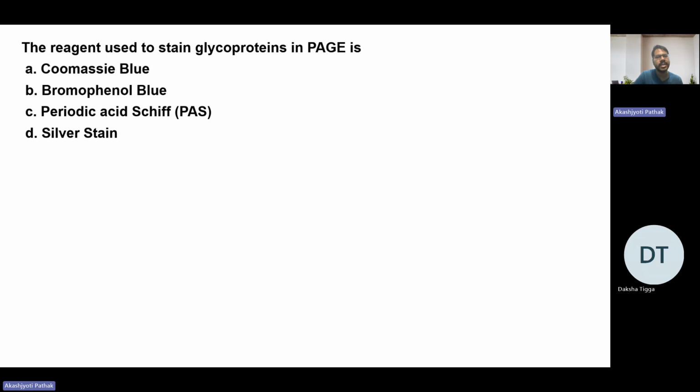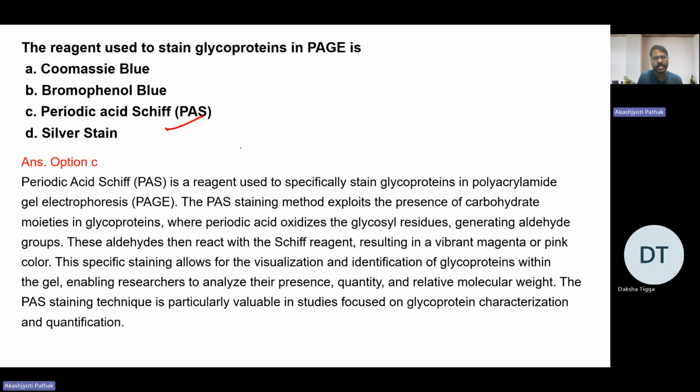So the reagent used to stain glycoprotein is what? It is periodic acid Schiff. So why does periodic acid Schiff specifically stain glycoprotein? Because there is a chemical reaction that takes place with the carbohydrate moiety.